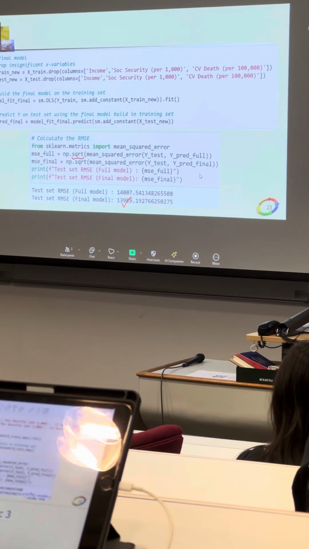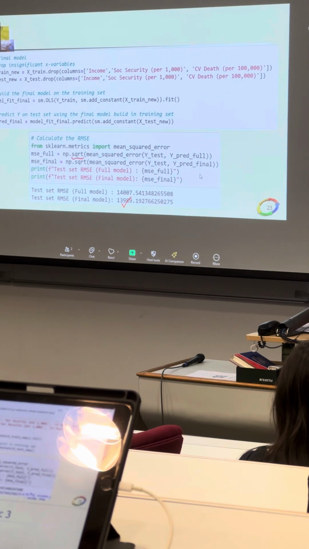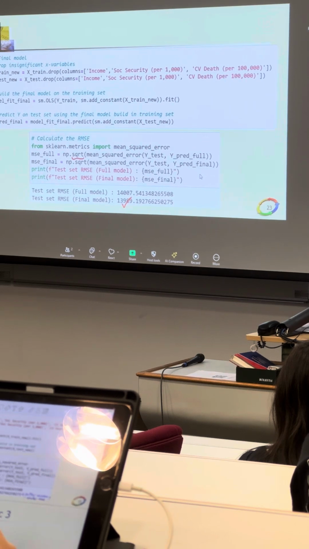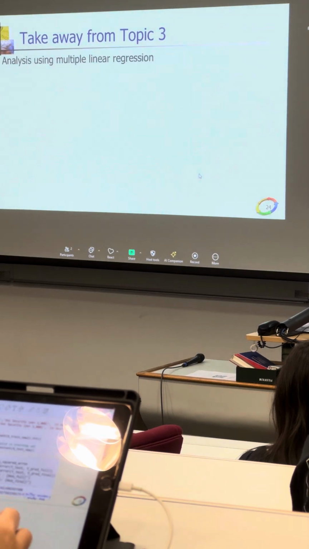So again, this is the data available to you. What you need to do is split the data into two parts: the training set and the test set. We use the training set to build different models, and we calculate the root mean square error on the test set. Then you compare the root mean square error on the test set and choose the model that gives you the smallest test set root mean square error. Okay? So that will be two different ways for you to choose the models when the objective is to do prediction. So let's look at the summary from this topic.